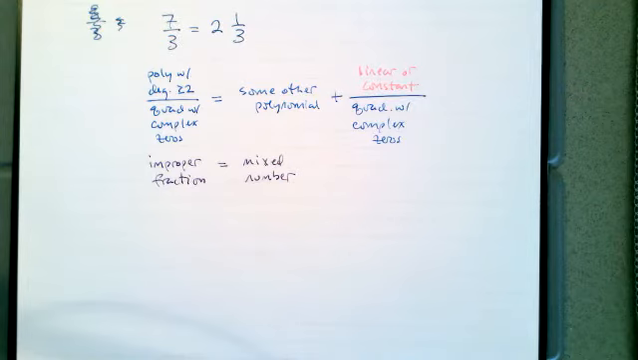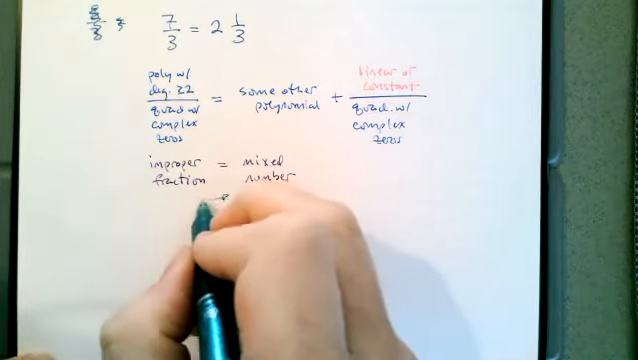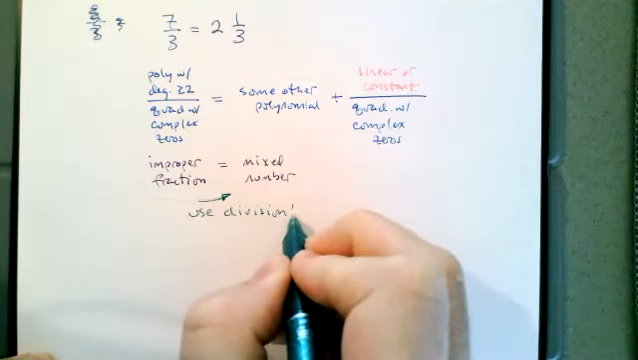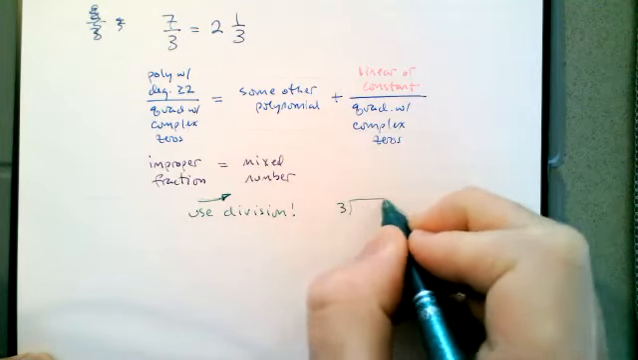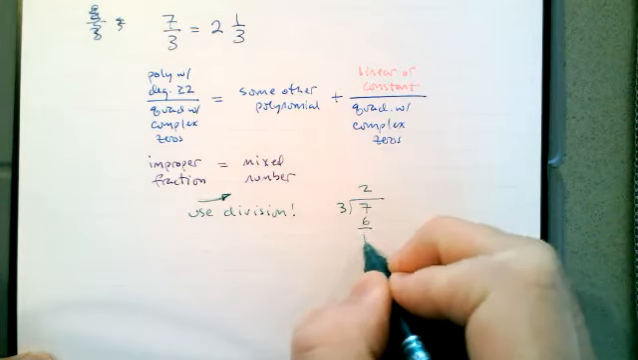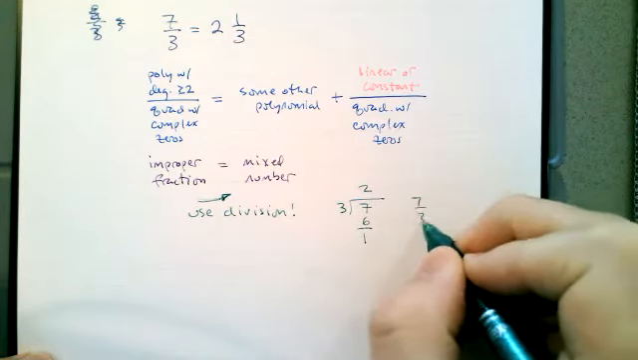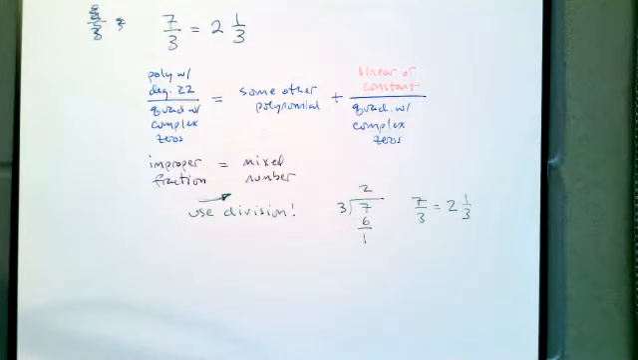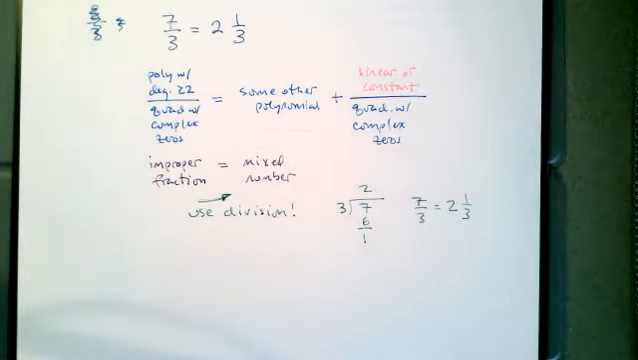So the technique that we're going to use to go from the improper fraction to a mixed number is the same technique that we always use. We just divide. So the process to go from an improper fraction to a mixed number is just to use division. So 3 goes into 7 2 times with 1 left over. So 7/3 is 2 1/3. We're going to use the same process, but it's just going to have polynomials in it. Any questions?